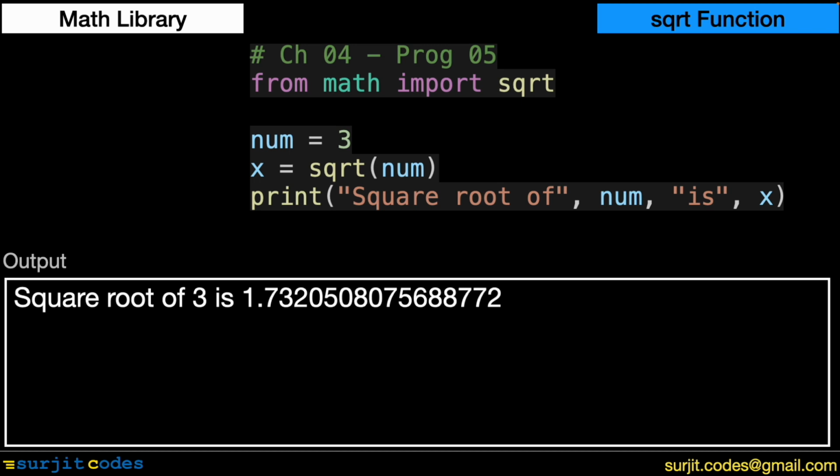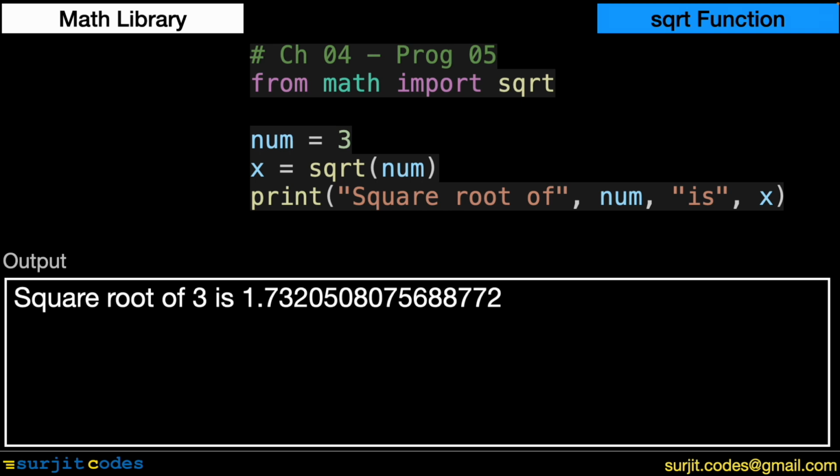Actually, the result is an irrational number for which decimal digits are endless. However, we get the result up to 16 decimal digits. Python truncates the rest. However, the truncated part is negligible for most of the problems.